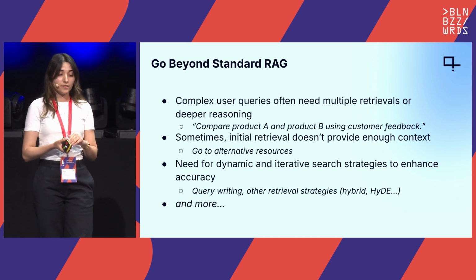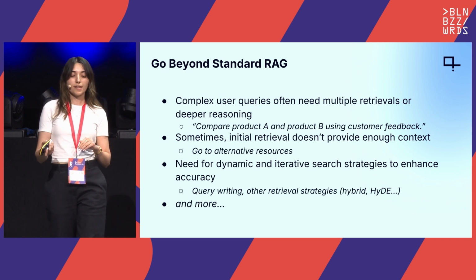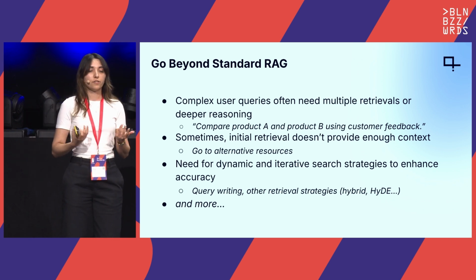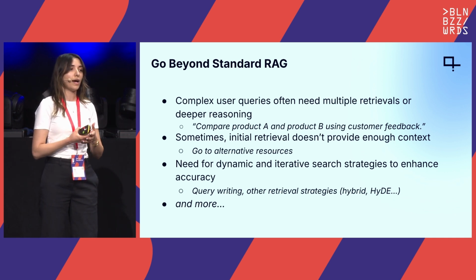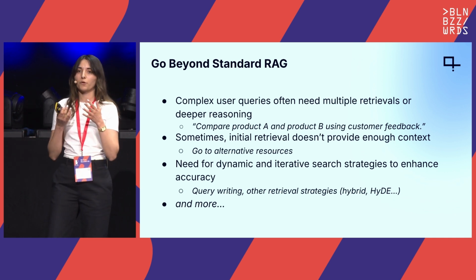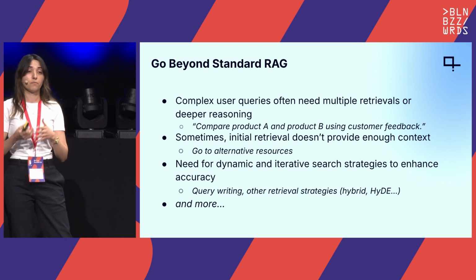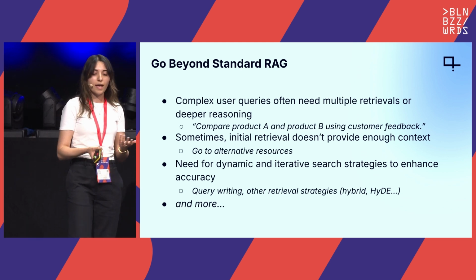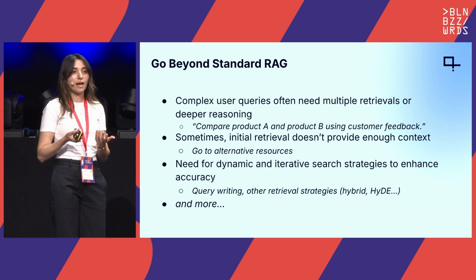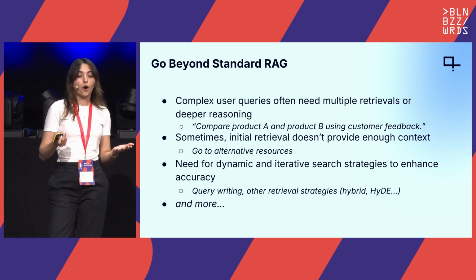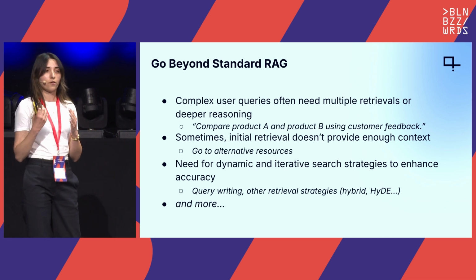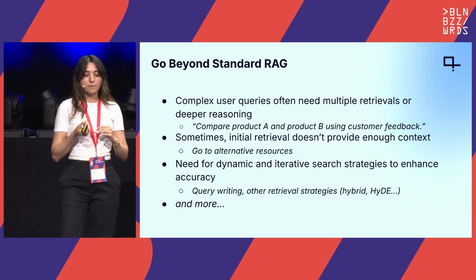And sometimes initial retrieval doesn't provide enough context. I might need to go to alternative sources. If I'm doing some retrieval over my database, maybe it makes sense for me to go to my Slack to retrieve more relevant information around that. And since I also don't have the self-reflection in this RAG, I don't know if I retrieved enough context or not.